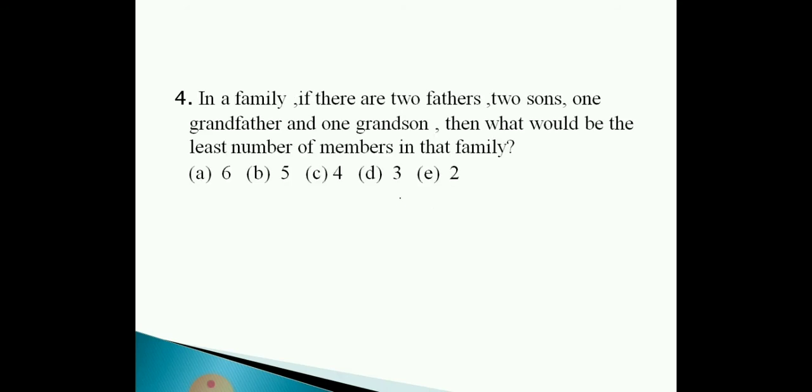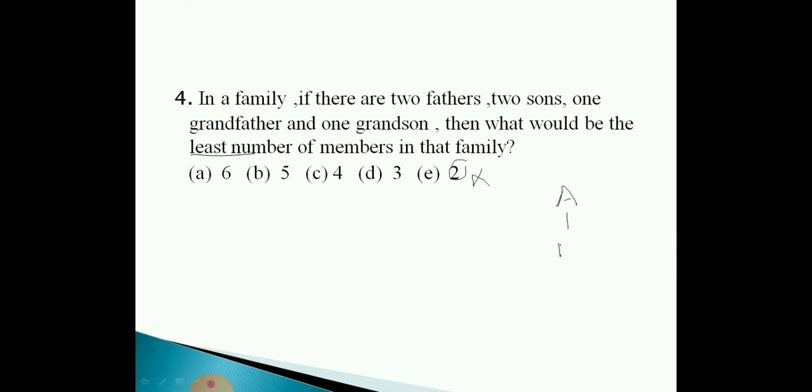In a family, if there are two fathers, two sons, one grandfather and one grandson, what would be the least number of members in that family? From the options, 2 is the least number. But with 2, is it possible to make those relations? No, so 2 cannot be the answer. With 3, we have to check, because it asks for the least number.